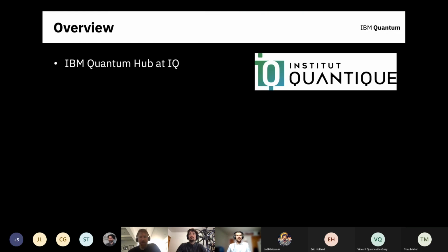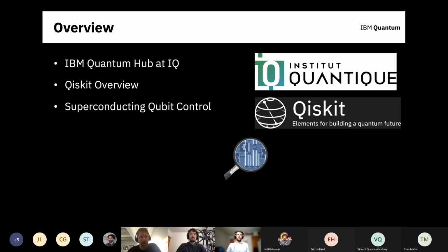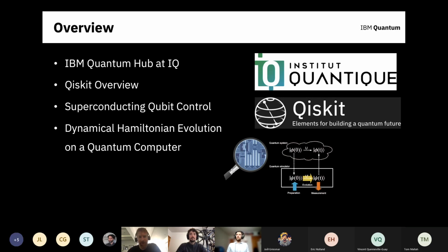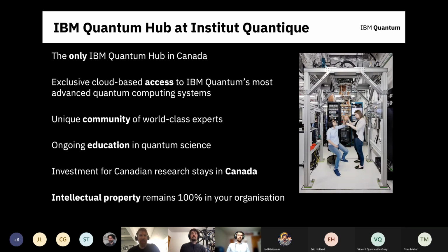So what I'd like to do is just give an overview about the IBM Quantum Hub at Institut Quantique, an overview of Qiskit, which is how you'll access the IBM Quantum backends, a little bit about superconducting qubit control, which will be essential for understanding how we did the quantum simulation, but I'll give an overview of quantum simulation before we get into the control level of using Qiskit Pulse. The pulse level access was essential for realizing the ability to observe Majorana zero mode braiding, which is what we'll discuss at the end. Okay, so the IBM Quantum Hub at Institut Quantique is a new hub.